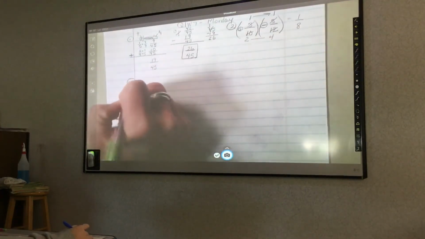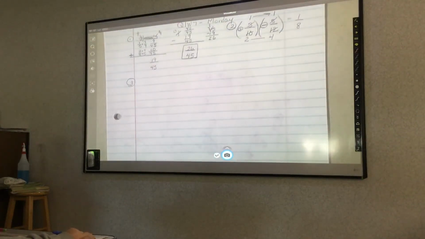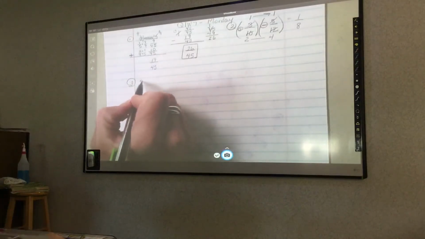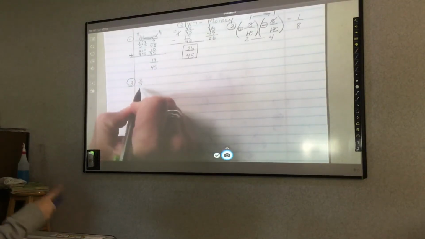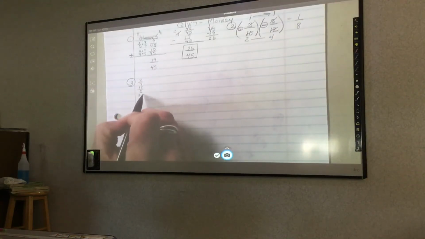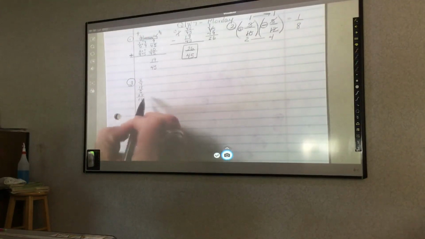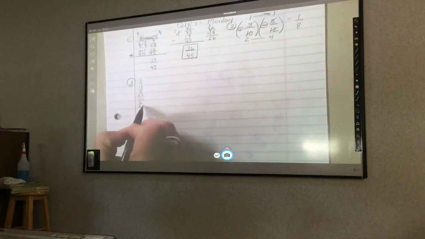Number 3 you did not have to do. It said find the mean or average of the data set below. We had 2/4, 18/5, 28/10, and 5/20. You guys need to be writing this down.